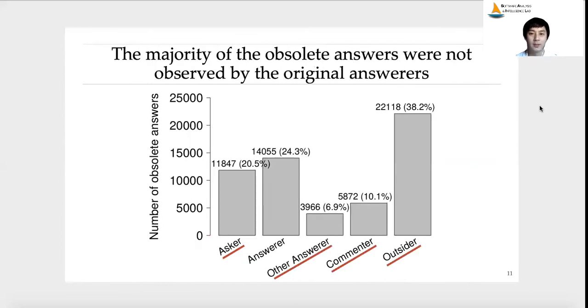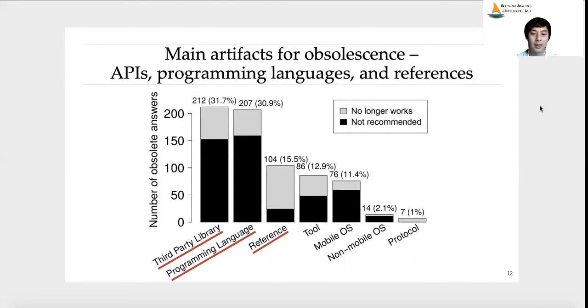Once the answers become obsolete, we identify who is going to observe these obsolete answers. And we found that the majority of these obsolete answers were not observed by the original answerers. And when users provide the observations to obsolete answers, they pointed out different artifacts for obsolescence, such as APIs, programming languages, and the references.